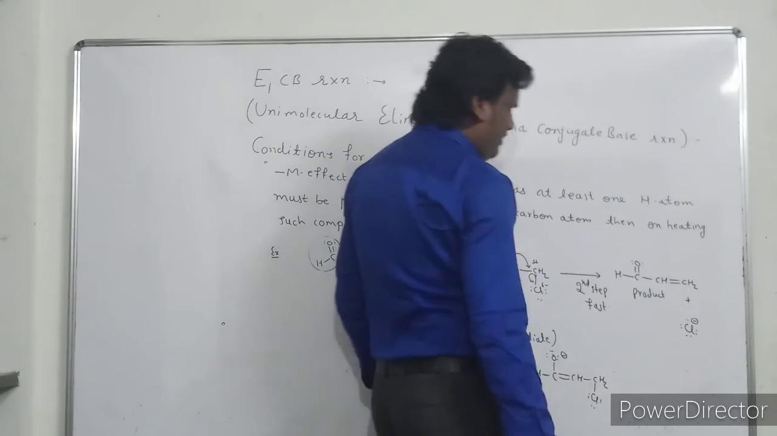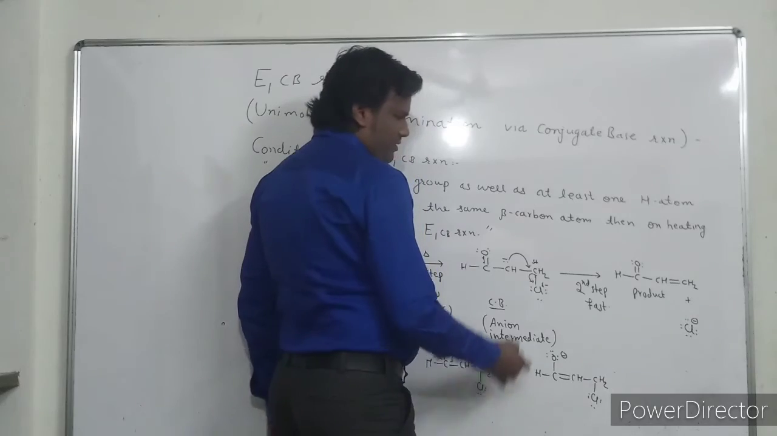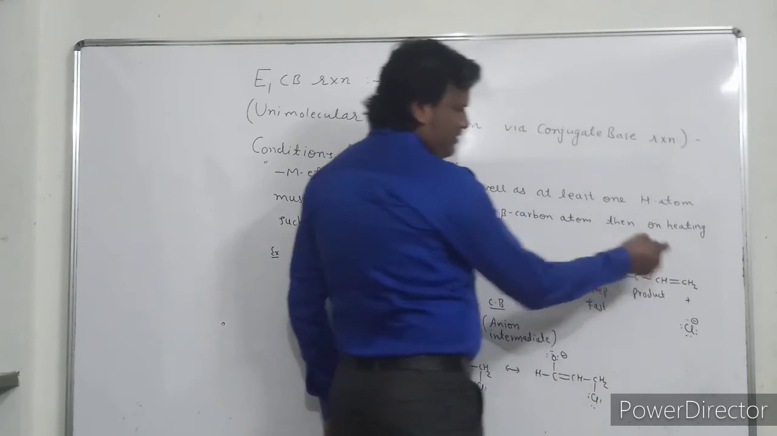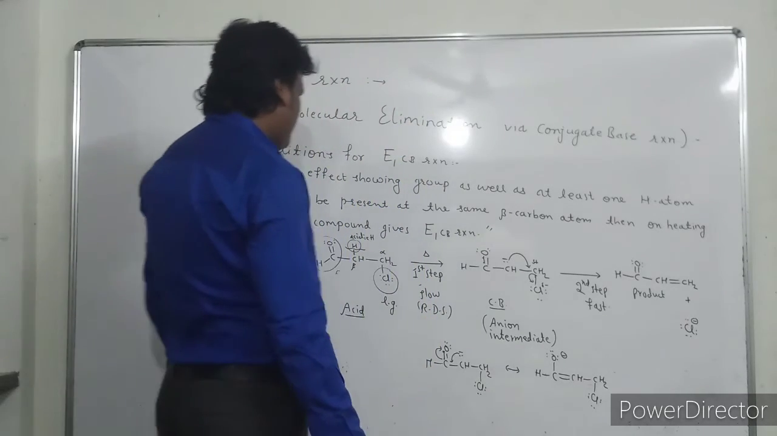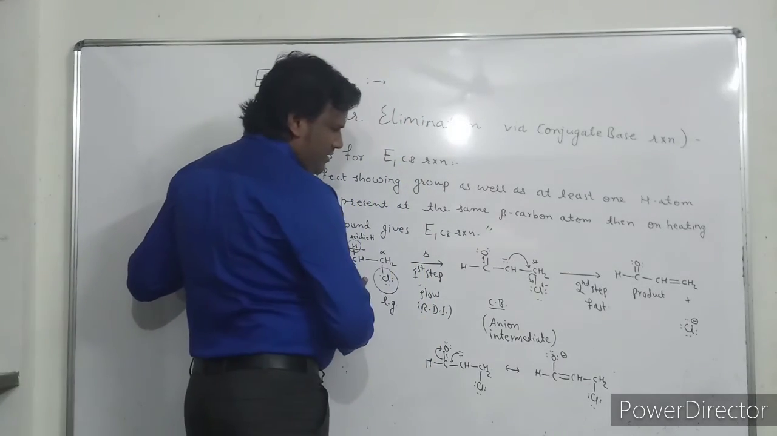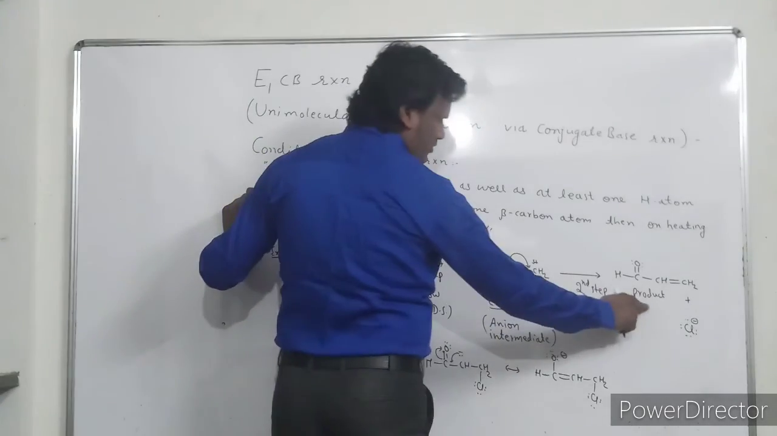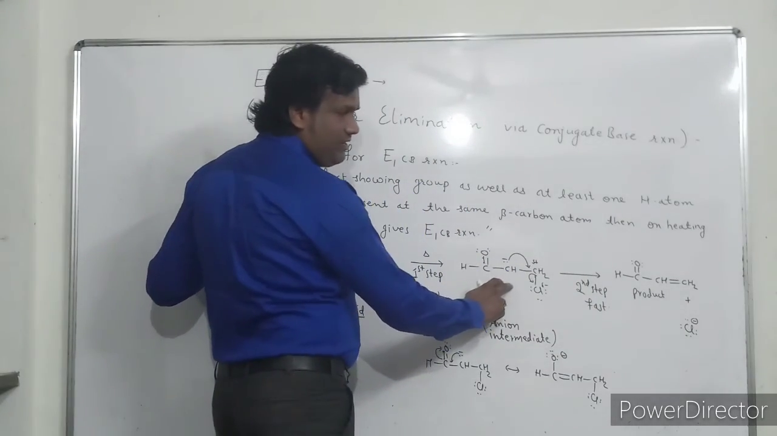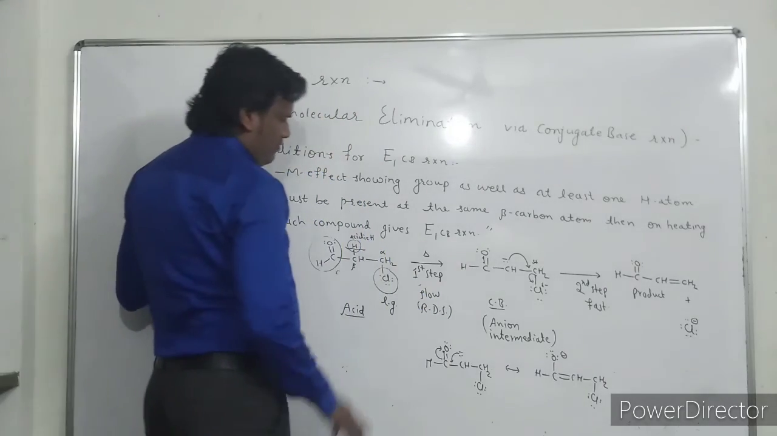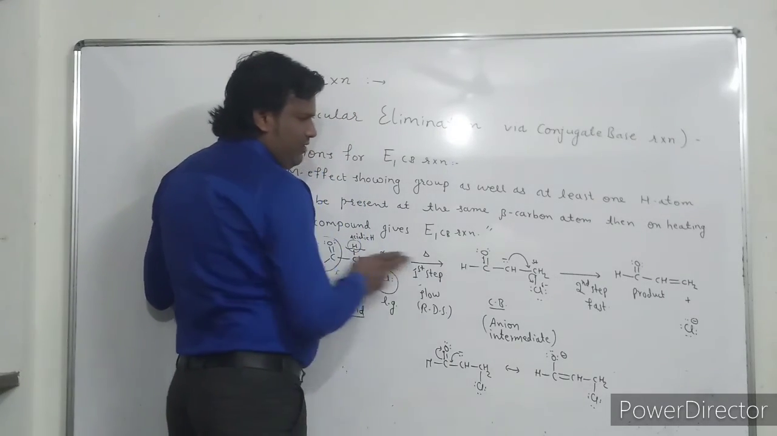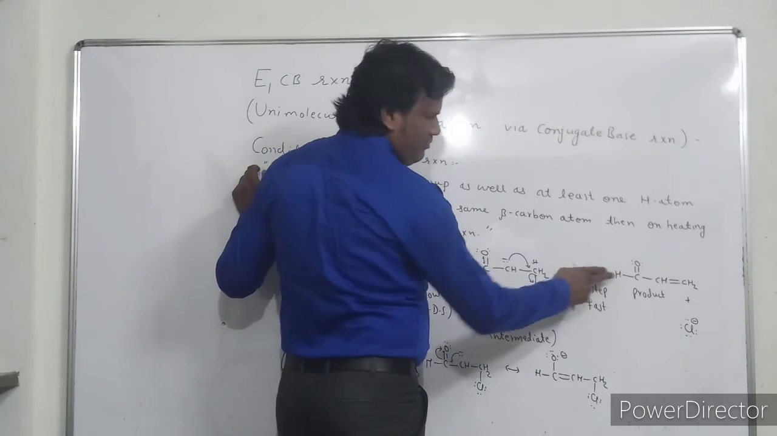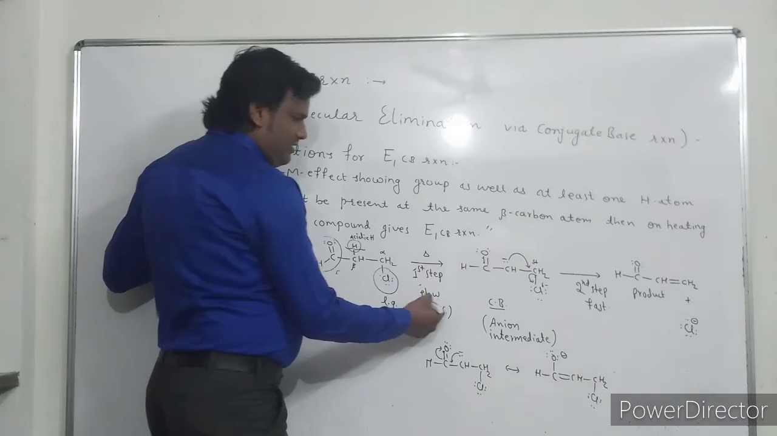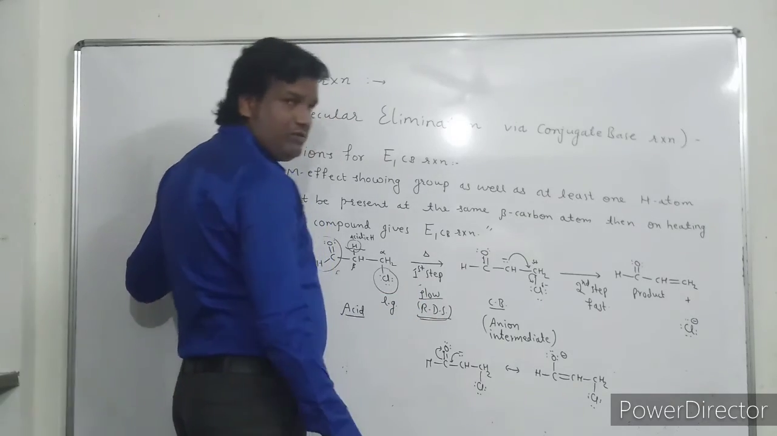The second step is very fast because the pi bond formed in the product is resonance stabilized. This is the reactant, this is the intermediate, and this is the product. Reactants and products are comparatively more stable than the anion intermediate, that is the conjugate base. So more stable converts into less stable, slow step; less stable converts into more stable, fast step. The slowest step in the mechanism is the rate determining step.